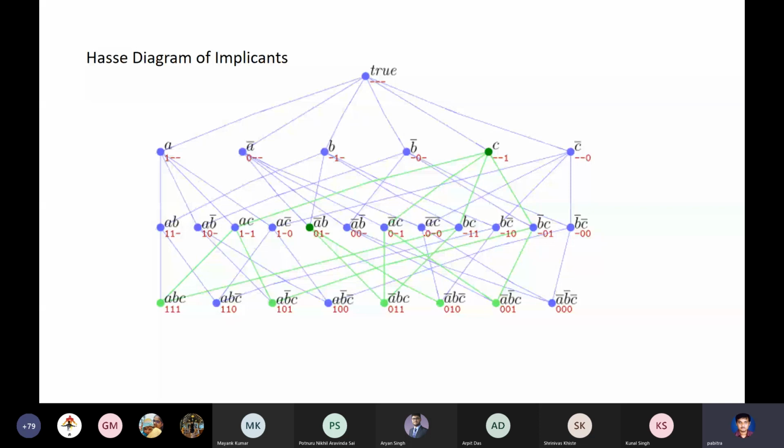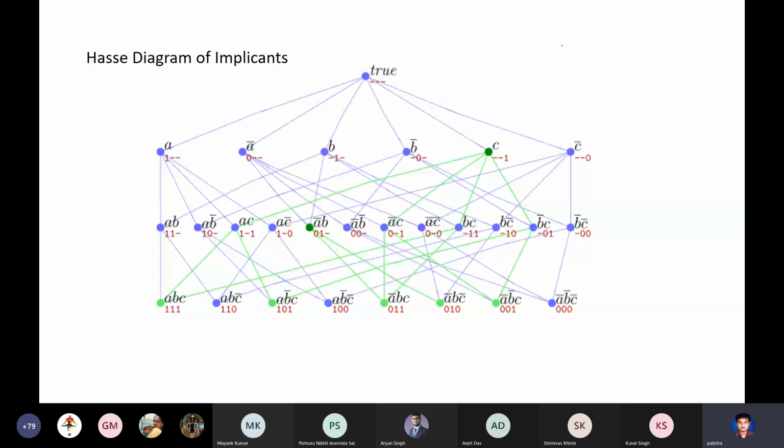So if we look at each of these green nodes in this entire Hasse diagram, they will correspond to all the different size cubes that you can form in your Karnaugh map.